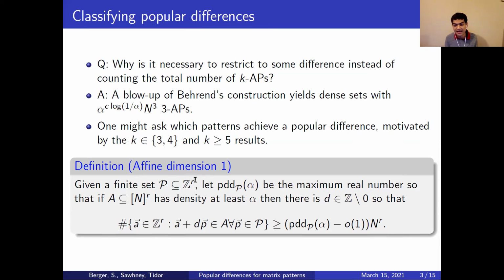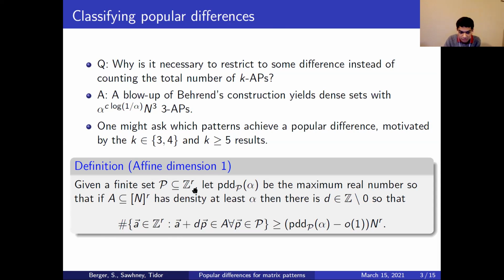such as axis-aligned squares, where you can translate around a square in Z^2 of any potential side length, but it's axis-aligned. That would correspond to a pattern of size 4 with the points (0,0), (0,1), (1,0), (1,1). As you can see, when A varies over Z^R, A plus D times P for P in your pattern set would correspond precisely to the 4 corners of an axis-aligned square. And similarly, if you remove the last corner of an axis-aligned square and only look at the first 3 corners, then you get a pattern which is sometimes called a corner.